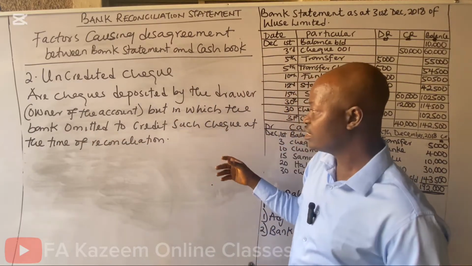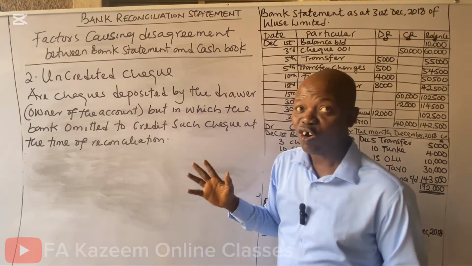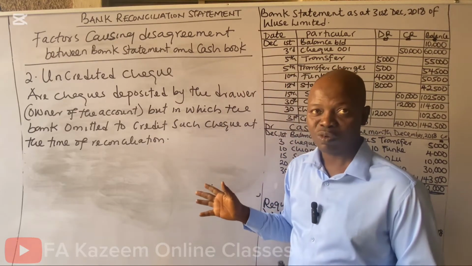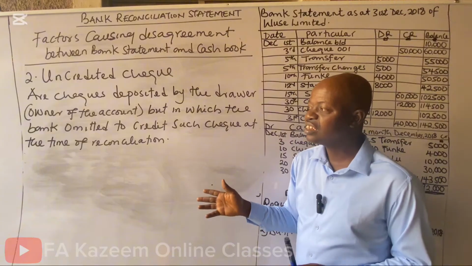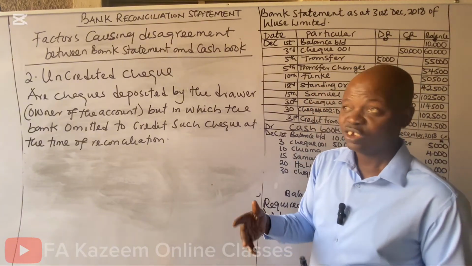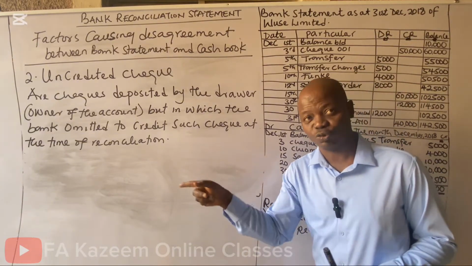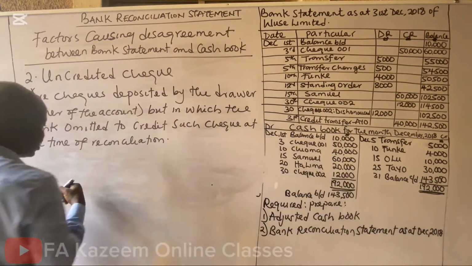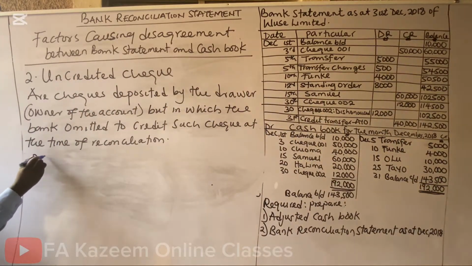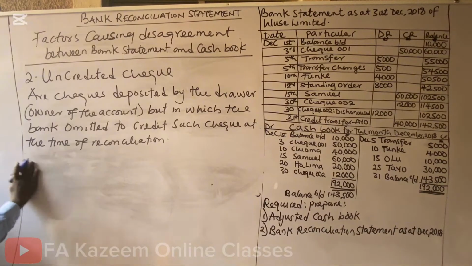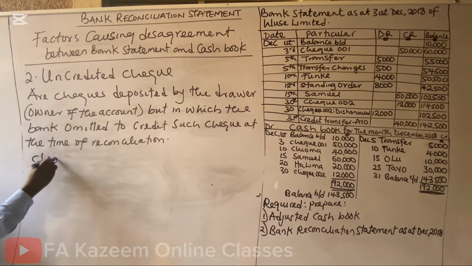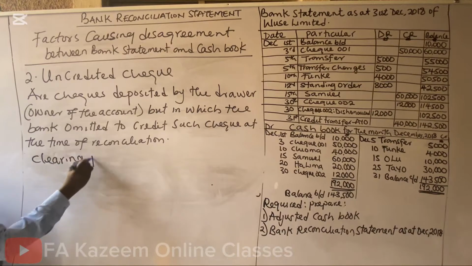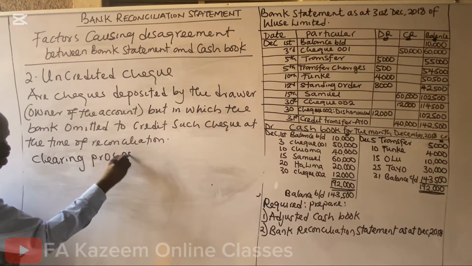The bank failed to credit the check, or an omission occurred, maybe as a result of the clearing process or as a result of a network issue. One, there's what we call the clearing process. In the banking system, there's what we refer to as the clearing process.